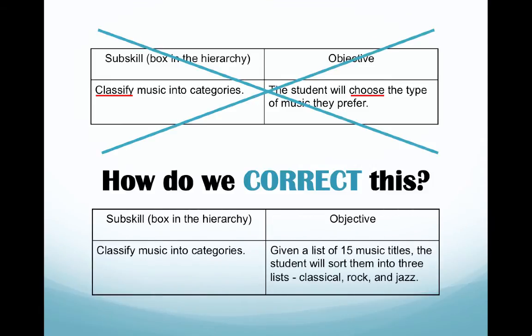Okay, let's look at it now. Classify the music into categories, and we will sort them. Sorting is a form of classifying, so that would be fine. You could also easily use the word classify.